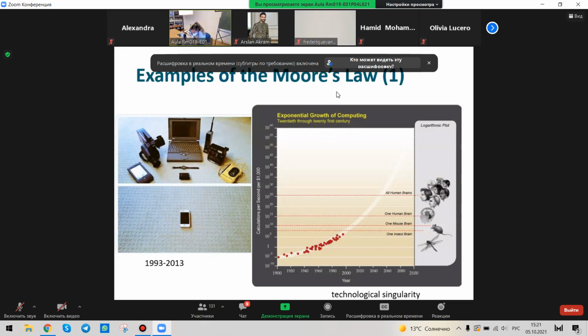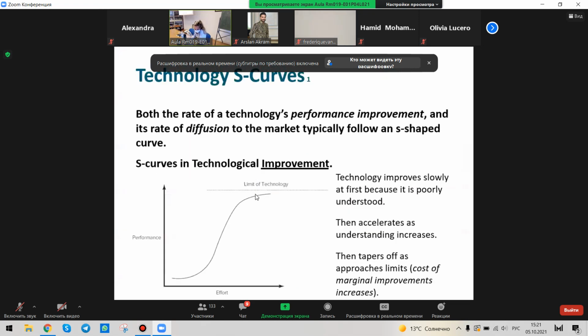So, sorry, I can't read your name. So why does the previous curve flatten? This is the question. This one. Okay.